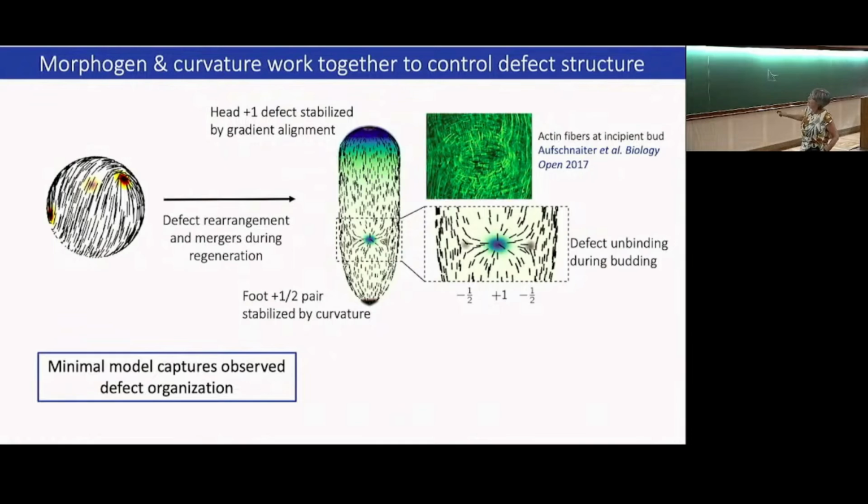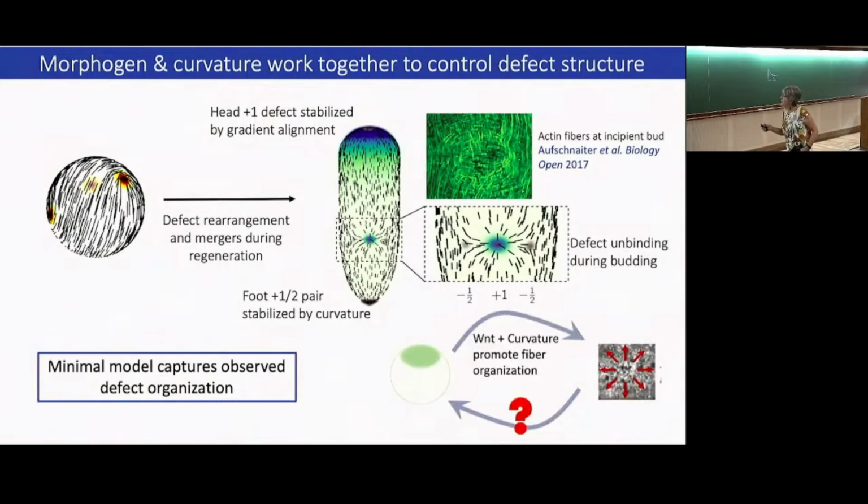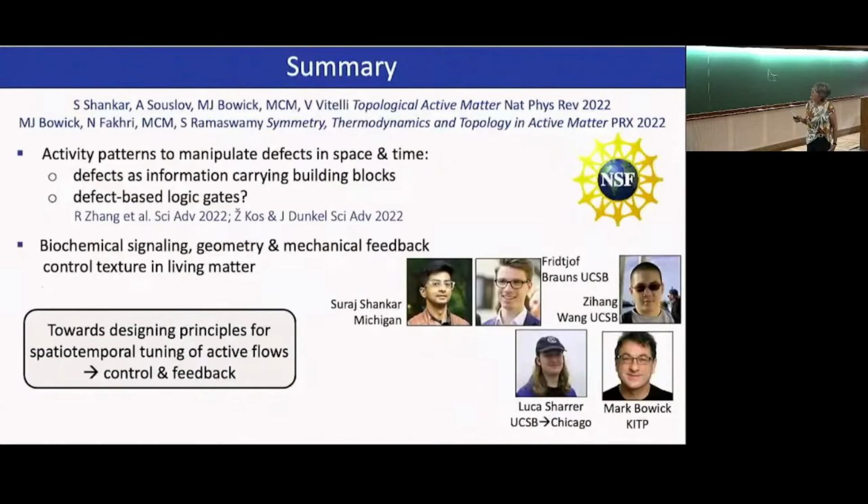Furthermore, the work in the plane says that another spot of morphogen here can actually drive defect unbinding, which will then possibly lead to the generation of the tentacle or the budding. So this very minimal model captures the observed defect organization. Of course, what is missing is the feedback. We showed that morphogen and curvature can promote fiber organization, but you'd like to understand how those actually feed back onto controlling both the biochemical signaling and the shape of the organism. In this case, both are fixed. So with that, I have a summary, but let me just show you the next slide.